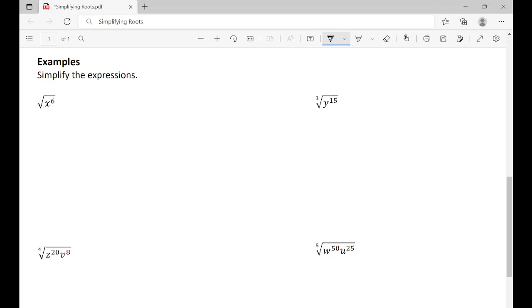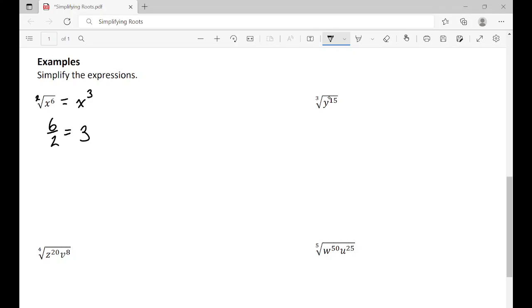So when it comes to variables now, it's a little bit different than coefficients or numbers. What you want to do is look at the index of each one. And in this case, square root of x to the 6th, the index is a 2. So you want to ask yourself, how many times does 2 go into 6? And so 2 goes into 6 3 times. So the square root of x to the 6th is x cubed. And that's it.